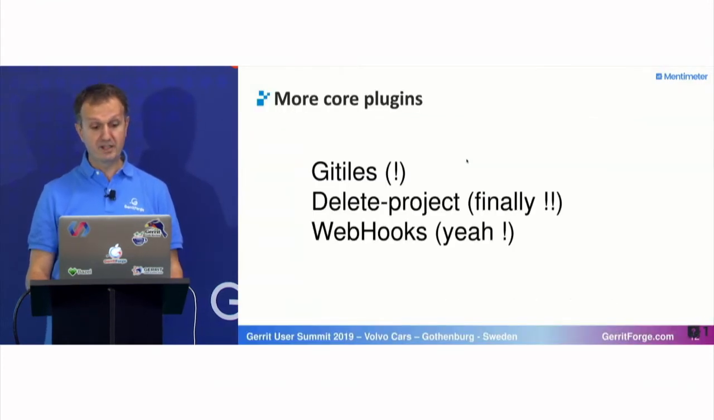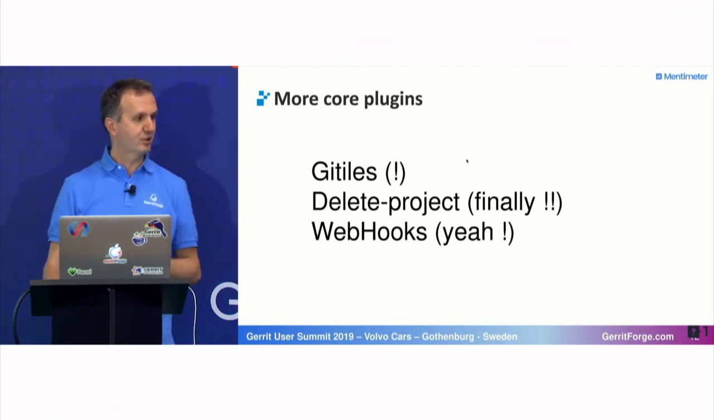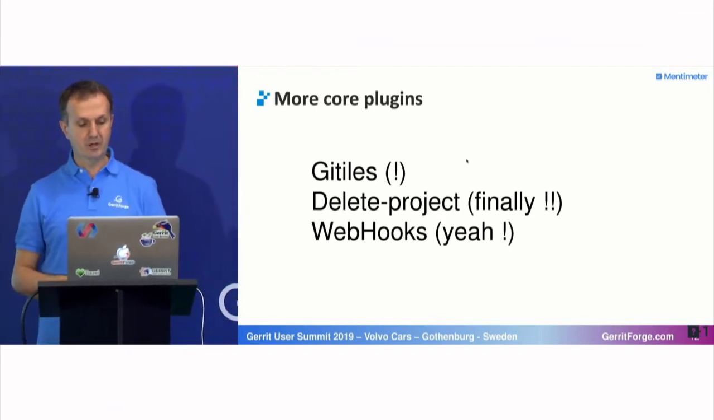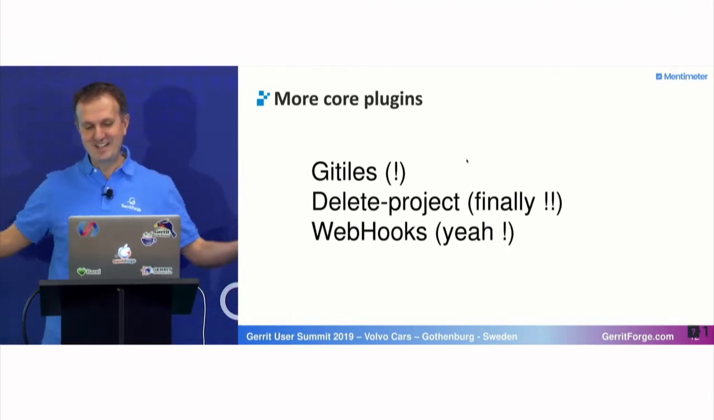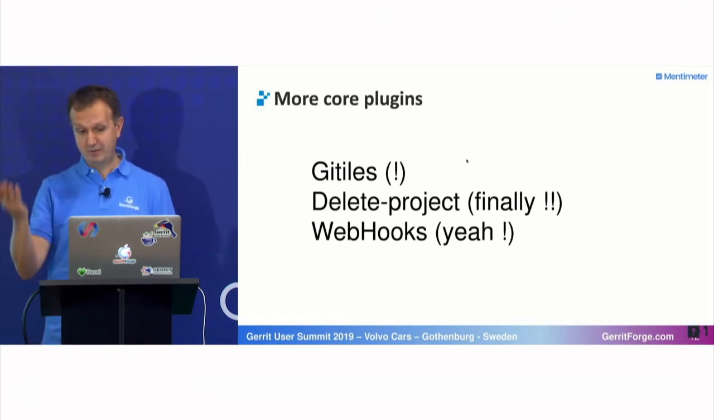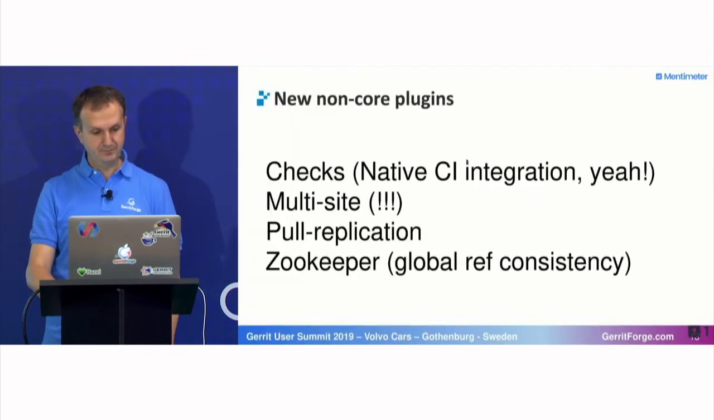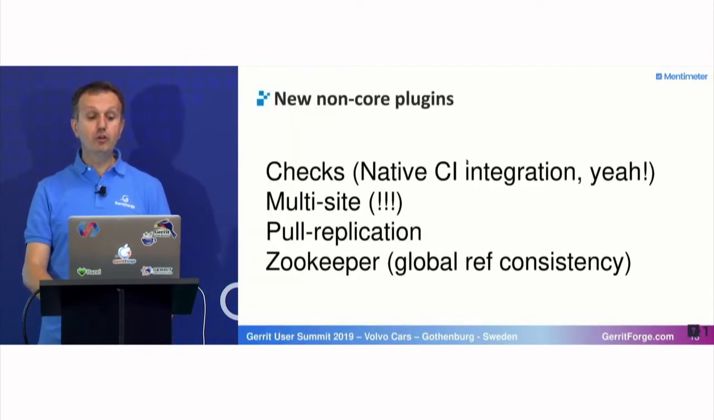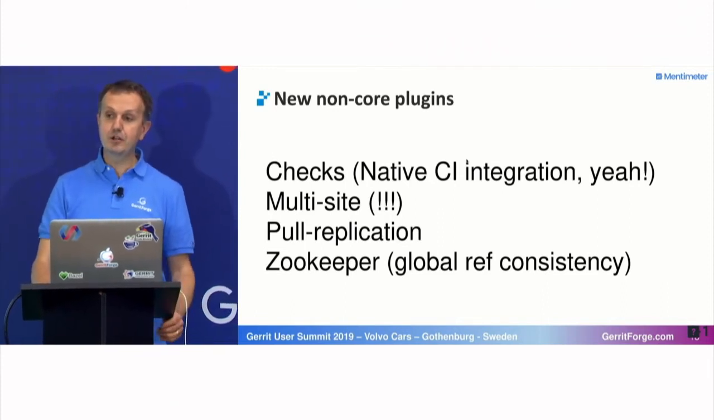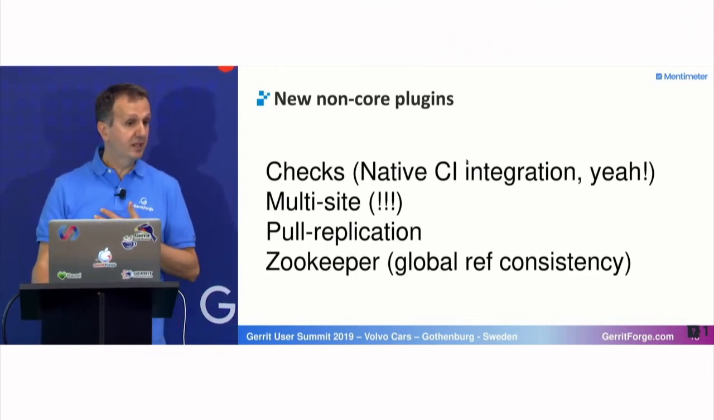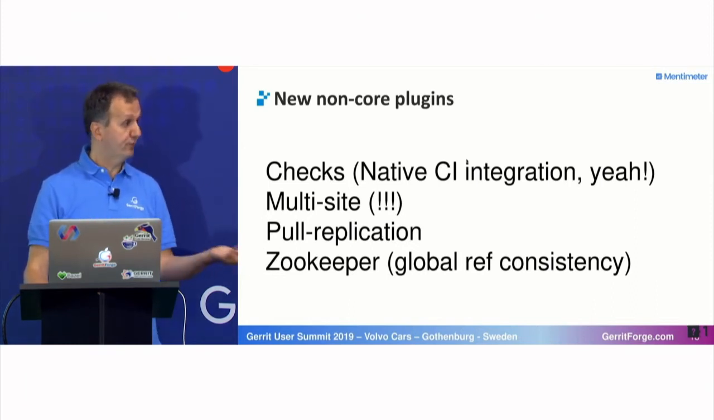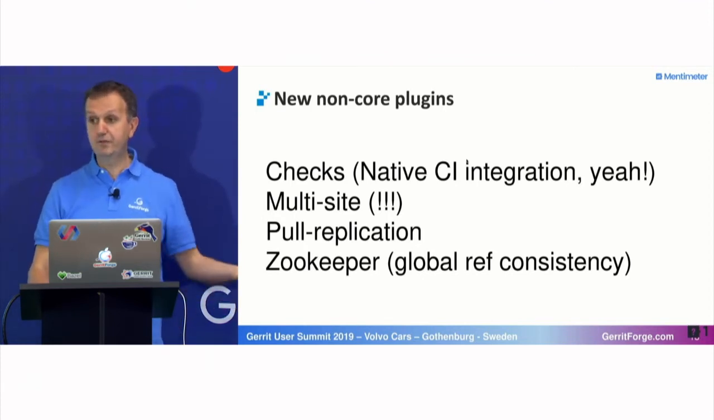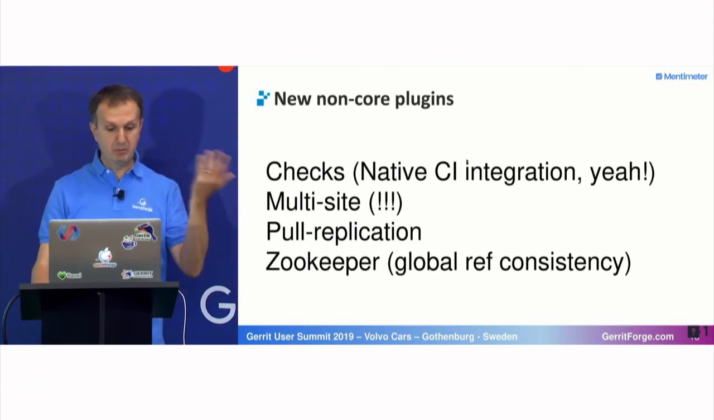We got more core plugins: Gitiles, finally. Even though it was developed years ago, it is finally a part of Gerrit core. The delete project plugin was kind of ridiculous, but we didn't have a button to delete a project. And webhooks, which was developed by SAP, by Sasha, in a hackathon. Again, they are part of core Gerrit. There are even new non-core plugins. I mention them because they are not part of the core plugins, but to me they are pretty much core. For instance, integration with checks, to me, is a core feature that at the moment is a non-core plugin. In the future, who knows? Maybe it will be a core plugin, maybe it will not.